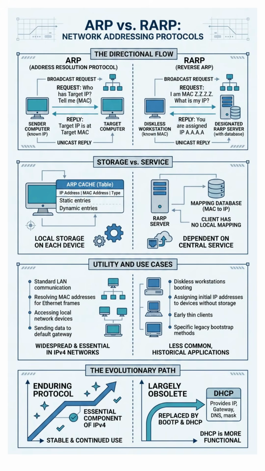Their why defines their use. ARP is for active delivery. It runs every time you send a packet. RARP was designed for initialization. It allowed diskless workstations to boot their identity from the network because they had no storage to remember their own IP. Utility dictates survival, which explains why one of these protocols is now a legacy ghost.